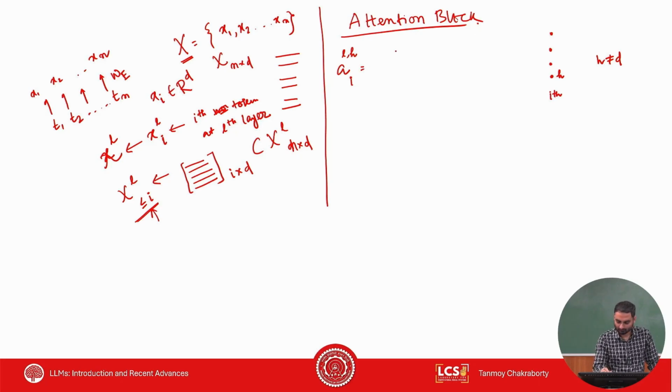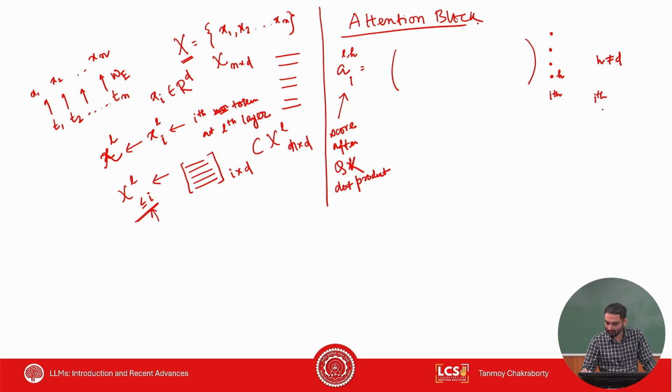So what is this attention weight? The attention weight is after the score, after query key dot product, before the value dot product. Okay, this is after query key dot product. So at the ith token, the representation is xi, right? Xi, but this is Lth layer. So all these operations are happening at the Lth layer. What is the input to this layer? xi^(L-1). So xi^(L-1) is the input.